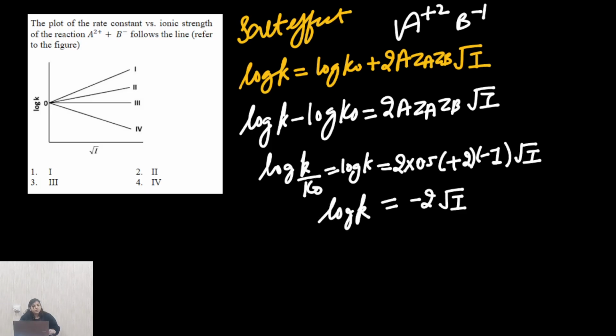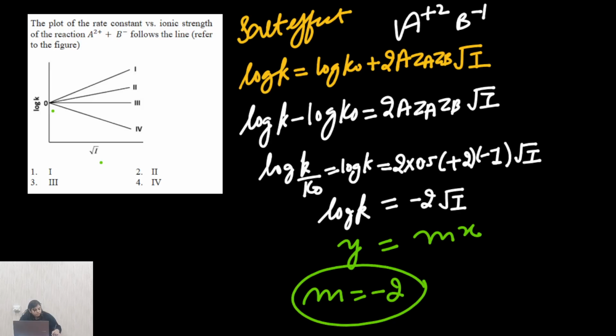So if I see a plot of log K versus the root of ionic strength, that is Y equal to mx. The slope value that I am getting is minus 2, which means I am getting a negative slope, right? So you can see in option 4 it is given to us that log K versus the ionic strength comes with a negative slope. That implies the correct answer will be the fourth one. Okay.